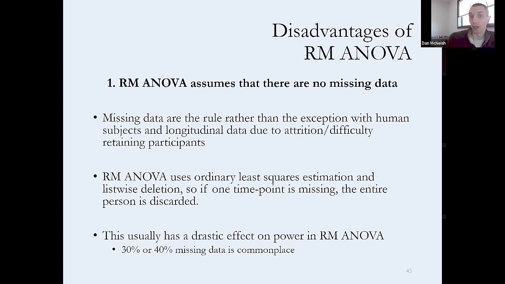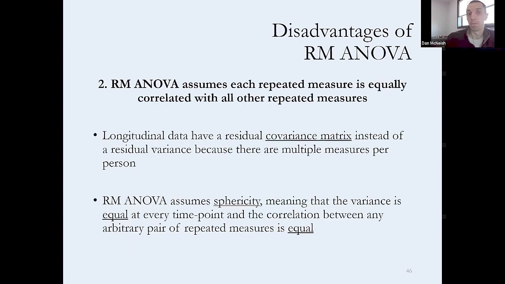Because again, repeated measures ANOVA is about 100 years old at this point. And again, it was kind of built up to put longitudinal data into an ANOVA framework, not necessarily to accommodate unique aspects of longitudinal data directly. So this is one potential issue that can come up with repeated measures ANOVA. It's missing data, a big problem with longitudinal data.